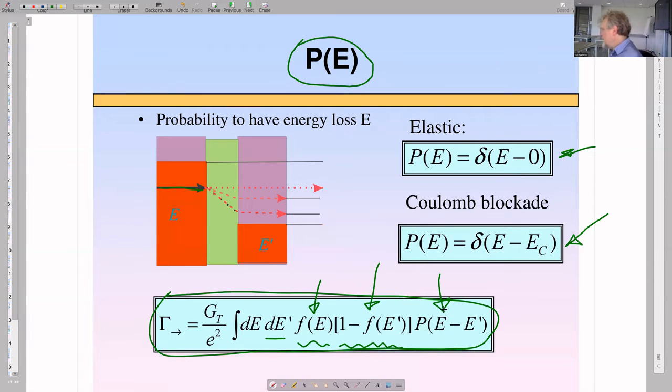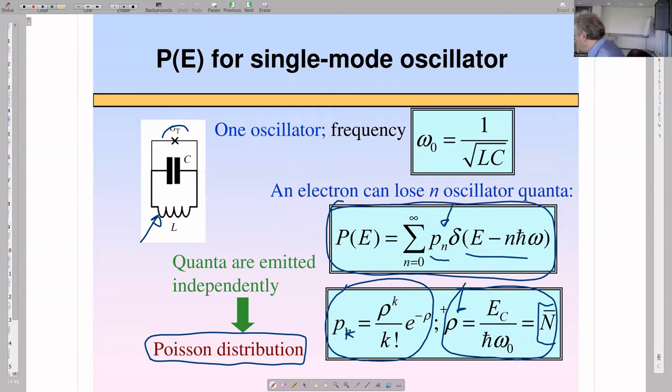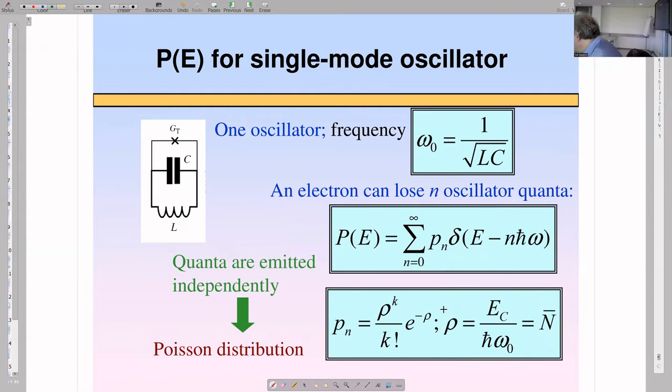Fine. Let me explain how to evaluate this, how to get a notion of this probability function. To this end, let me modify the electromagnetic environment for this tunnel junction. Instead of a resistor, I would just set an inductor.